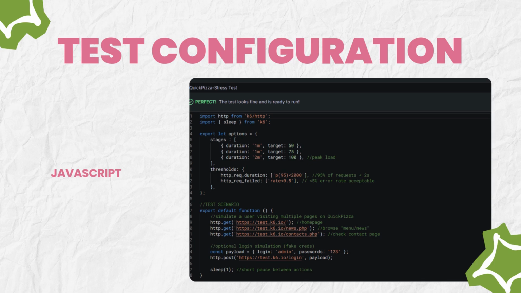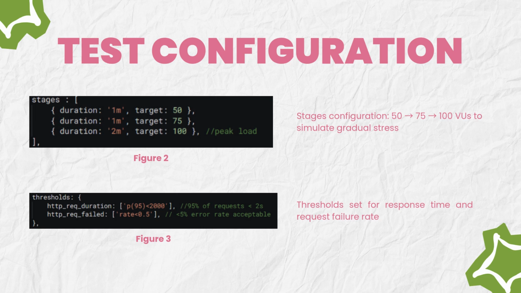So the picture is a screenshot of my script that I used for the stress test. This script was written directly in Grafana Cloud K6 online editor instead of running locally in VS Code. This method allowed the test to be executed fully in the cloud environment. These are some of the highlighted parts of my script.